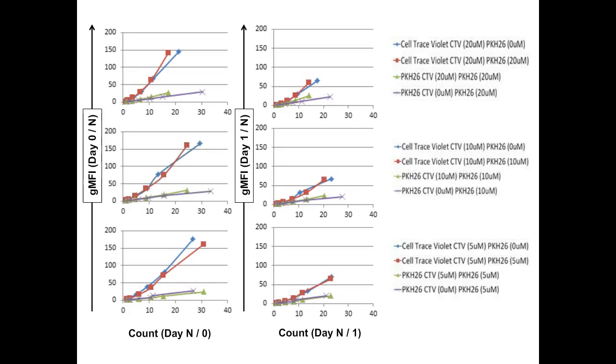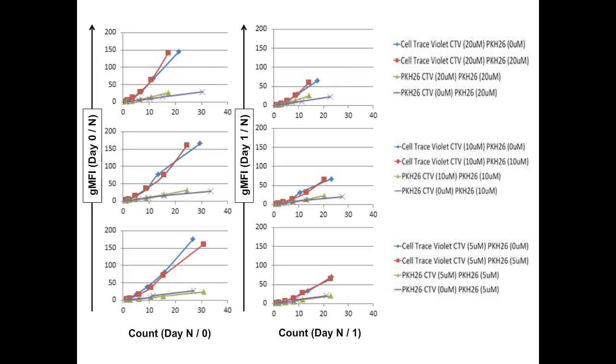So we're seeing a lot more dye loss than we are increase in cell number. And that was true for both the blue line, the cell trace only, as well as the red line, which is cell trace violet also staying with PKH26, and for the green one, which is cell trace violet and PKH26. The one exception is the purple line there. In that case, we've got just the PKH26 staining.